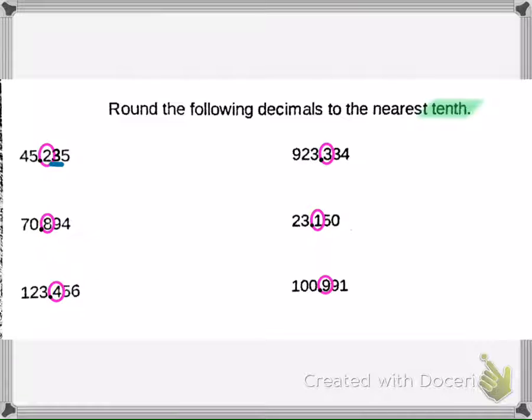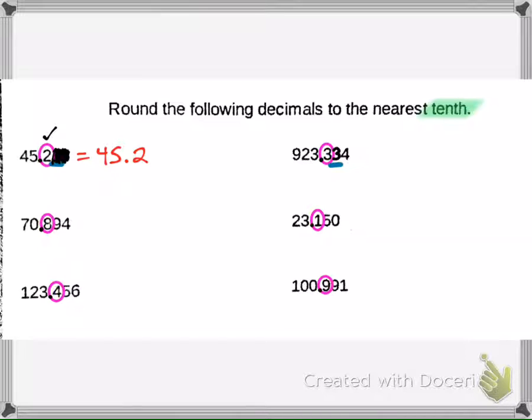So we have a 3 here. The balloon stays the same. We count to 3 with our fingers. Everything else goes away behind the balloon. So my final answer is 45 and 2/10. It's that easy.